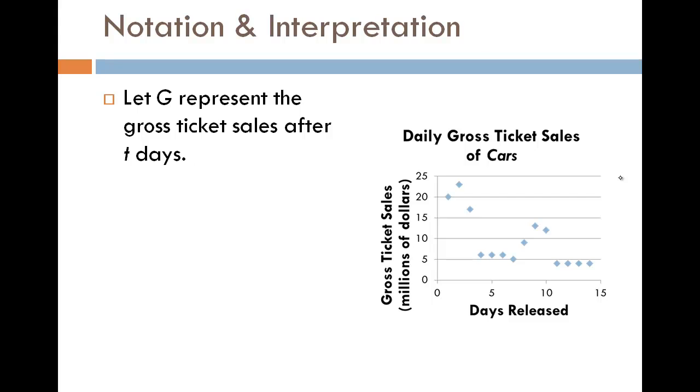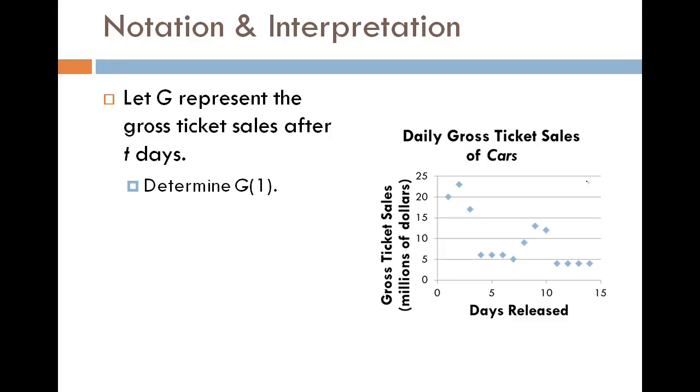Now let's look at function notation and what it represents. We can do this by looking at the graph of the function that we had for the daily gross ticket sales of the movie Cars, where the y-axis is the gross ticket sales in millions of dollars, and the x-axis is the number of days since the movie was released. So let G represent the gross ticket sales after t days. Can we determine G of 1? What does G of 1 mean? G of 1 means the gross ticket sales after 1 day.